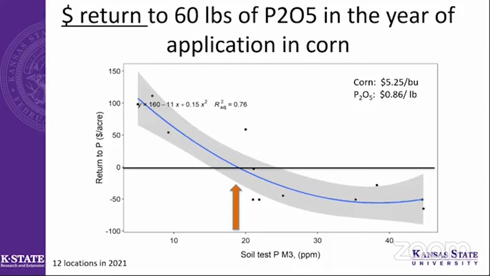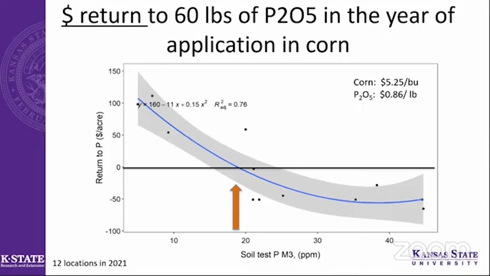The break-even point may not change as much. I think the slope of this line is what's really going to change when it comes to using different rates for phosphorus fertilizer. So again, 60 pounds is maybe a little bit on the high side. Just want to clarify that.